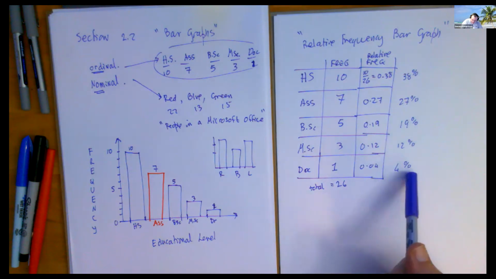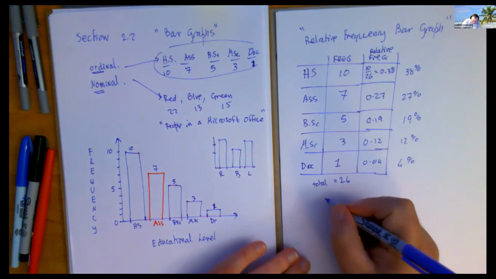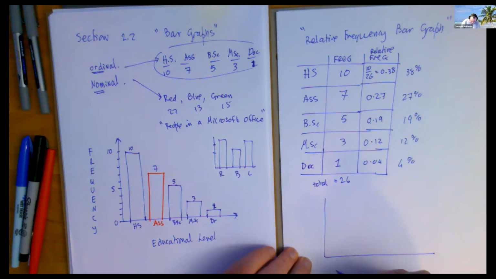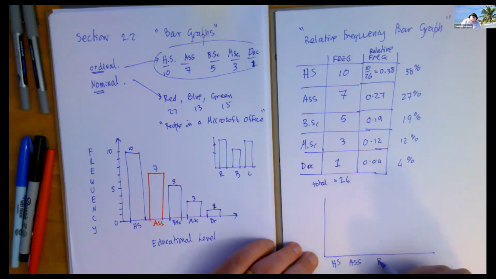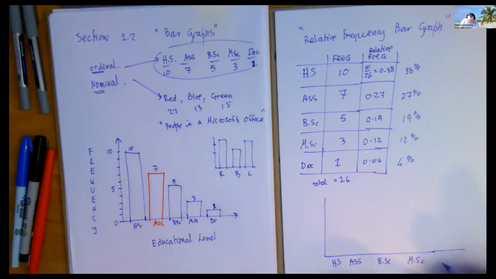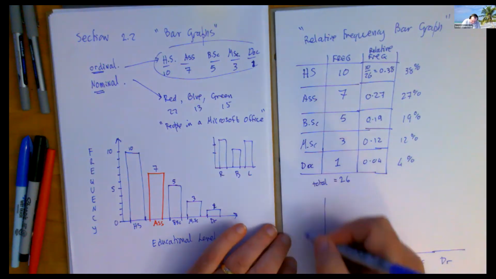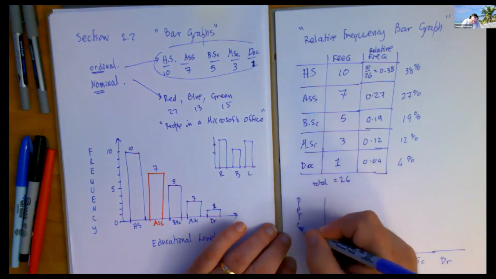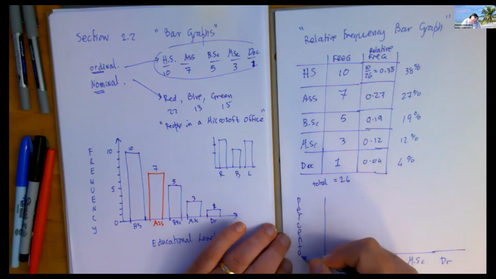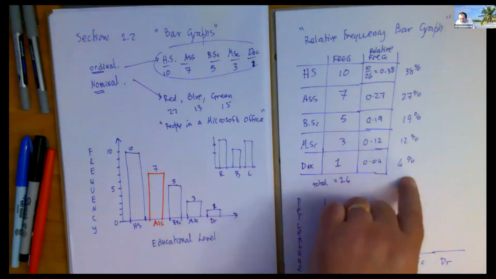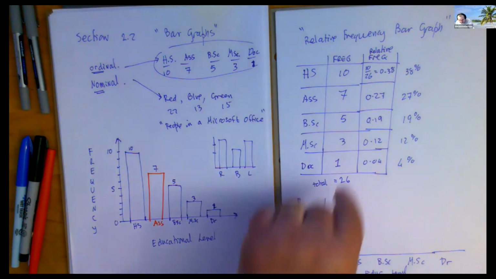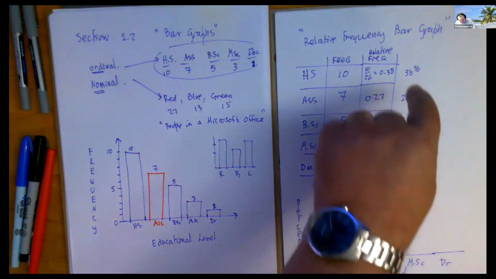Now, if you take this guy here and you want to do a bar chart, you go high school, associates, bachelors, masters, and finally doctorate, right? And that's educational level. And here, I'm going to do percentage. I could have done relative frequency, in which case I'd use the decimal numbers, but I'm going to do percentages.